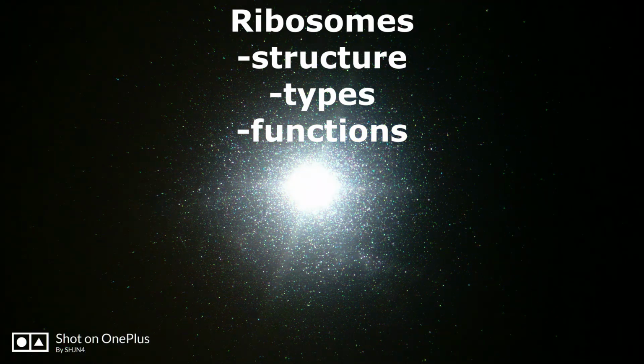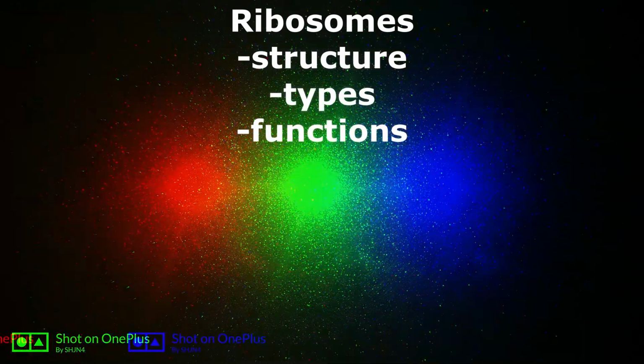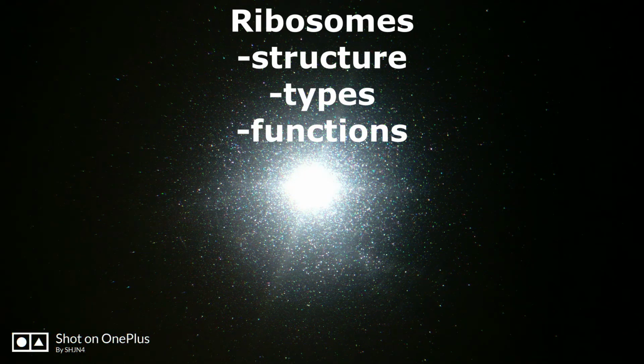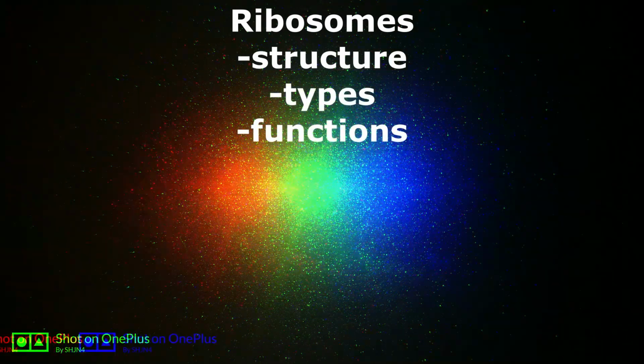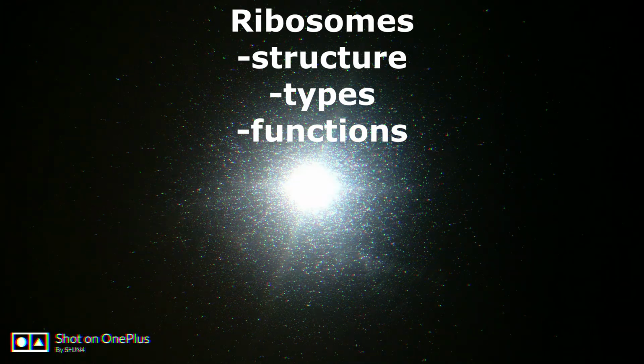70S ribosomes are made up of ribonucleoproteins in the ratio of 60 to 40% of RNA and protein. 70S ribosome consists of 30S smaller subunit, 21 protein molecules and 16S ribosomal RNA, and 50S larger subunit, 34 protein molecules and 23S and 5S ribosomal RNA.